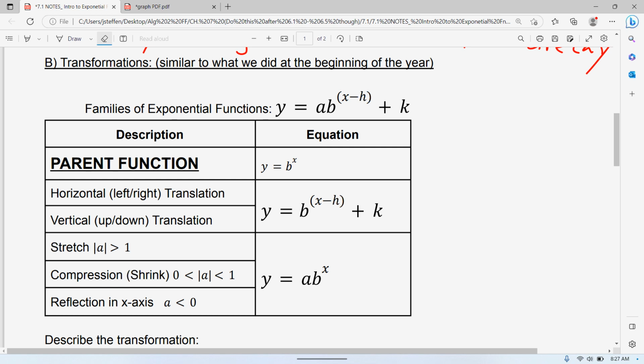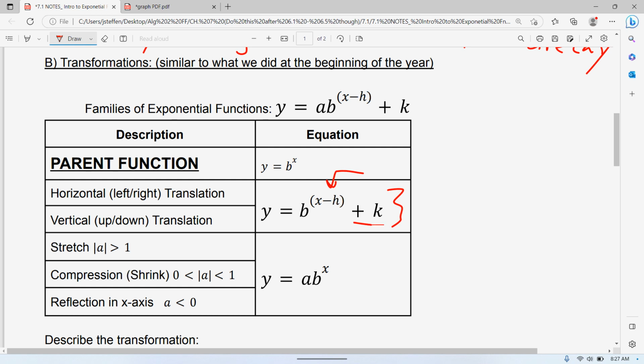It's just some base number raised to the x. Again, that b can be a 2, can be a 0.25, can be a 3, can be 1/3, it doesn't make any difference. The only thing in this class is left to right, up and down. If you have a number in with your x, in with your exponent, that's left and right. And remember earlier when we did this, I told you that if you go left and right, it's always in parentheses and always seems like it's opposite. So if this is a -4, you're actually going to the right 4. If it's a +10, you're actually going to the left 10.